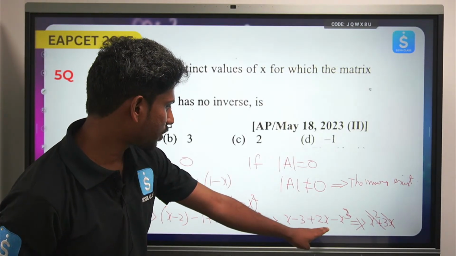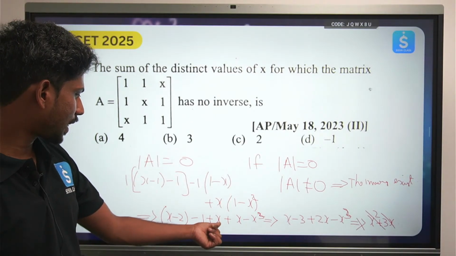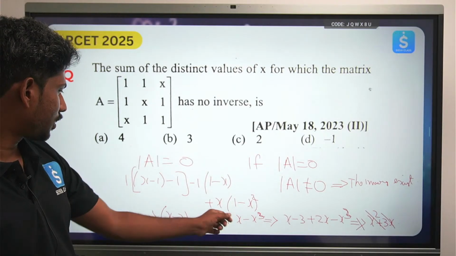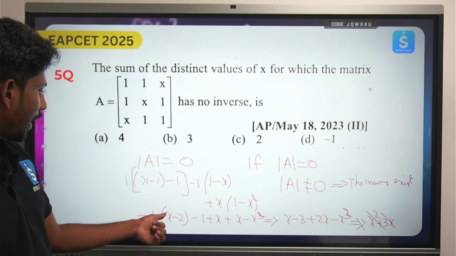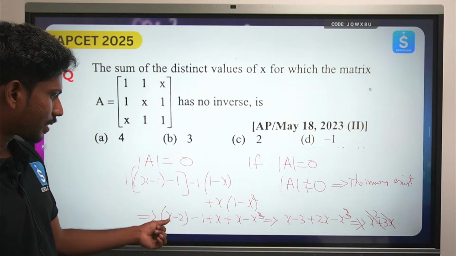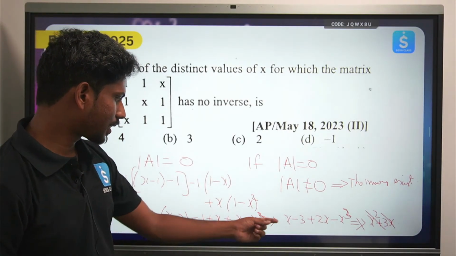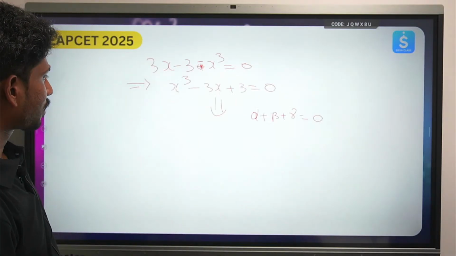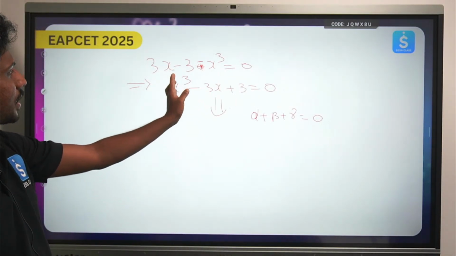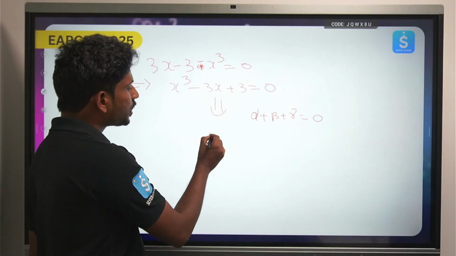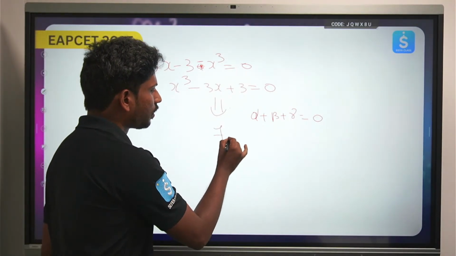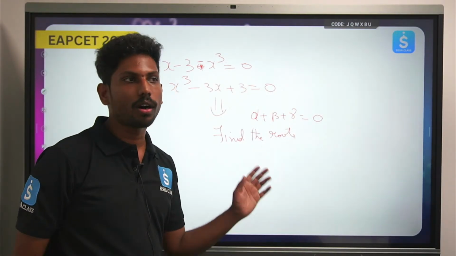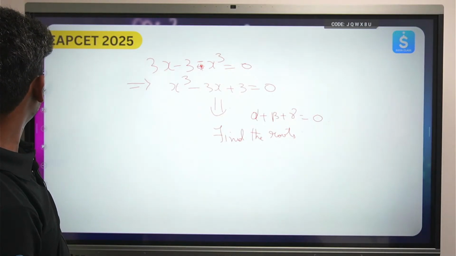So I hope I have done the calculation perfectly. So x minus 2 plus x, 2x minus x square minus x cube. So I have minus 1 plus x. So x minus 1 minus 2. So x minus 2 minus 3, and x plus x is 2x. 2x plus x is 3x. So 3x minus 3 minus x cube. So I have x cube minus 3x plus 3. Okay, so from here, now your task is to find the roots of this equation, and then the moment you find the roots, try to add all the roots, and then you can find the sum of the roots.